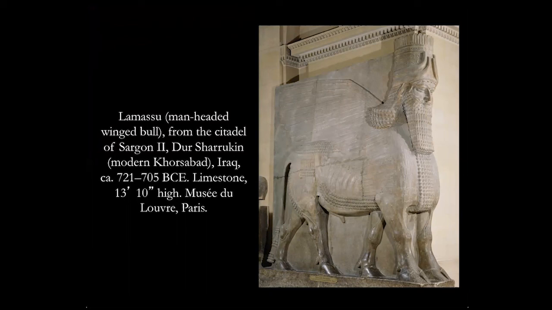And lamassus, obviously not meant to be adorable, meant to be more ferocious than anything. And they are guardian figures. So they're guarding these citadels, and doing so in terms of if you are coming with good intentions, then the lamassu is coming out to greet you. If you're coming with ill intentions, then the lamassu is going to guard the citadel.